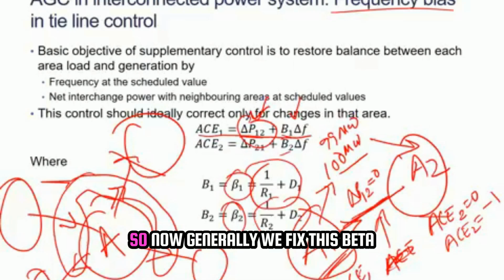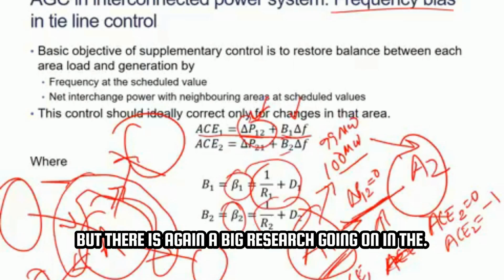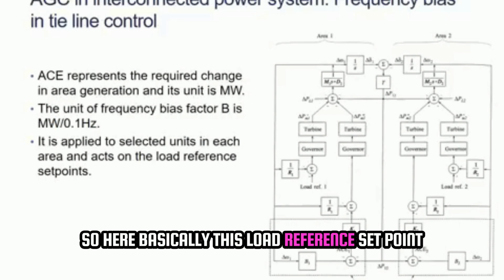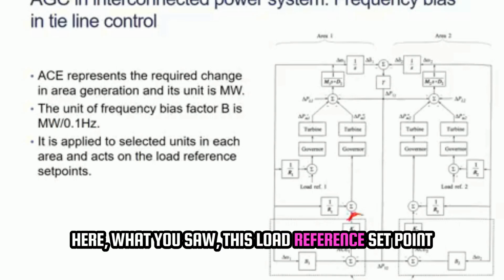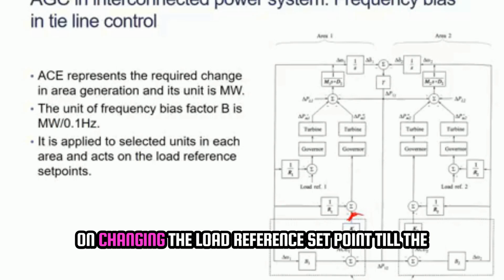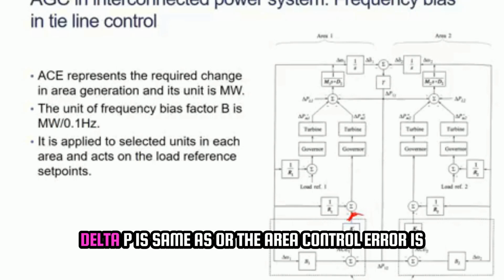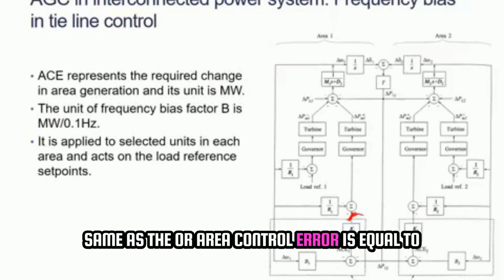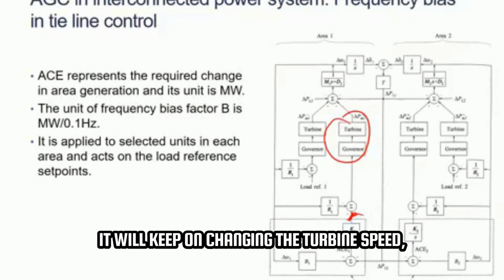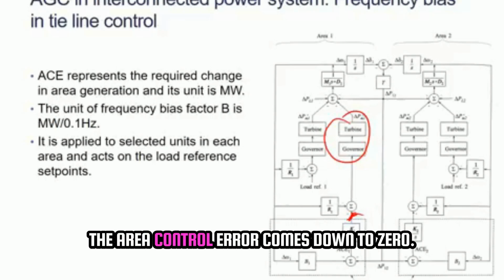Right? So now generally we fix this beta 1 and beta 2 to this value, but there is again a big research going on in this. So here basically this load reference set point, what you saw, will continuously keep on changing till the area control error is equal to 0. Till we do that, it will keep on changing the governor characteristic, it will keep on changing the turbine speed, so that eventually the frequency or the area control error comes down to 0.